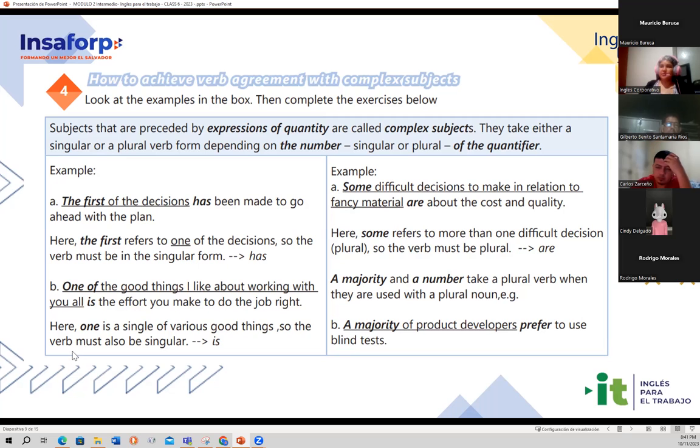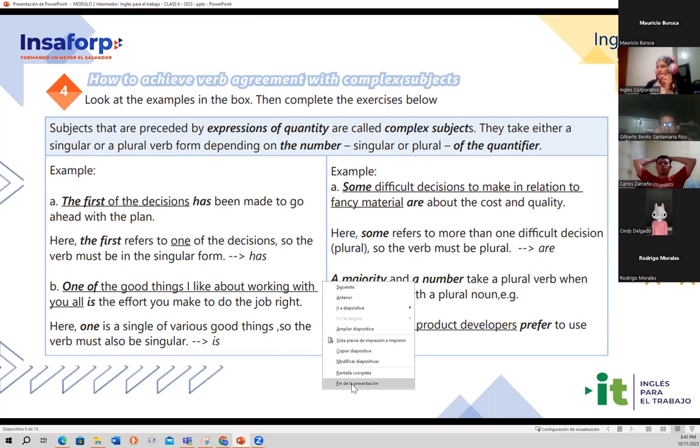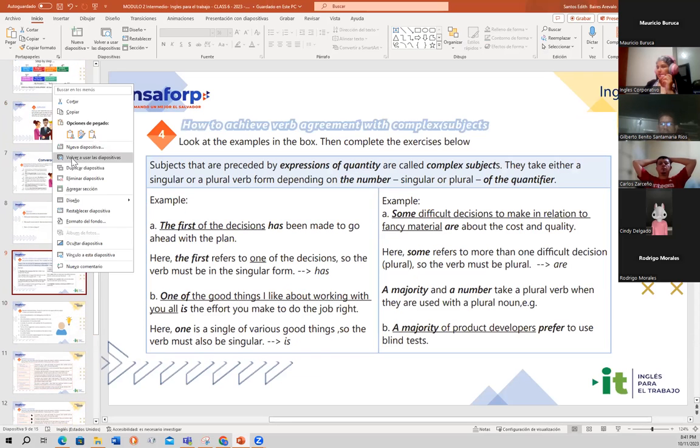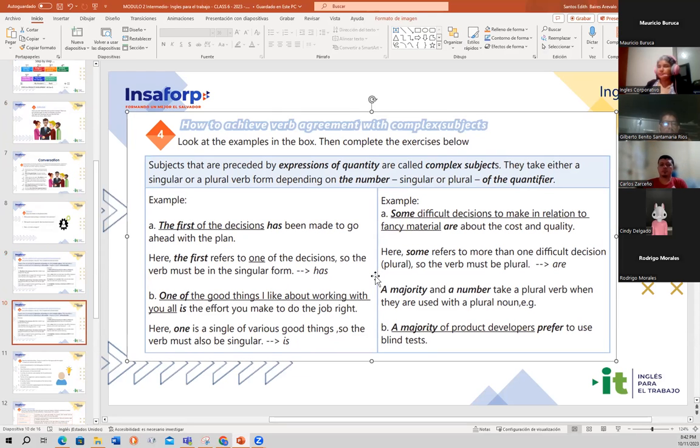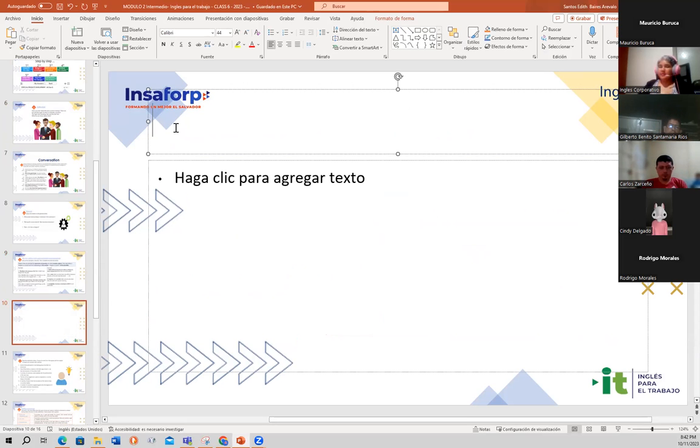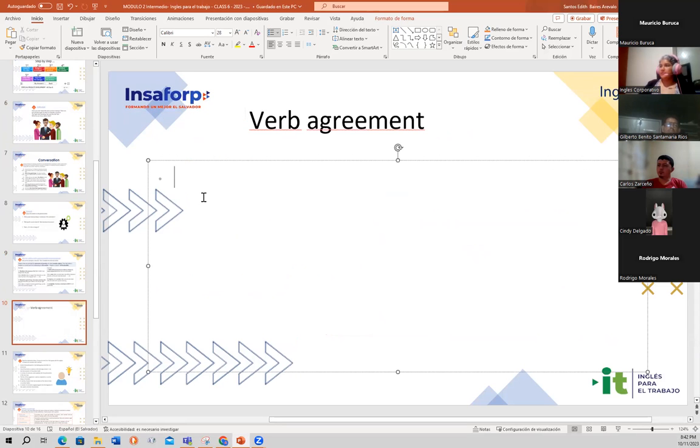I don't know if that is clear or do you need more examples? ¿Necesitamos más ejemplos? Yes, teacher, please. Okay. Let me open a new one. Okay, verb agreement. That is the topic, right?